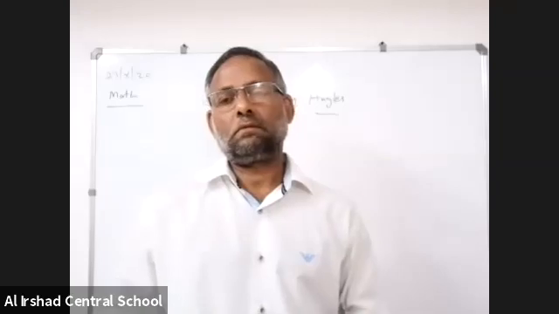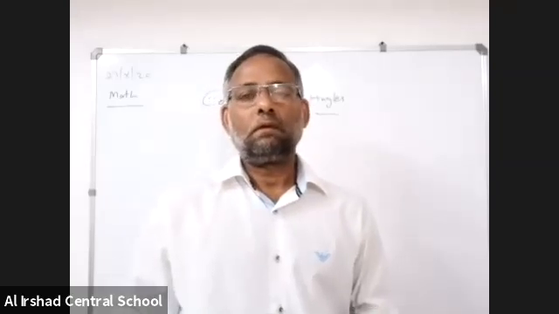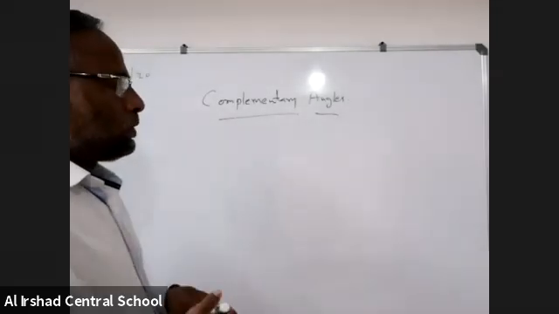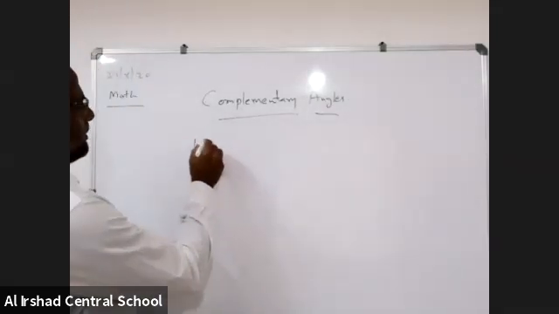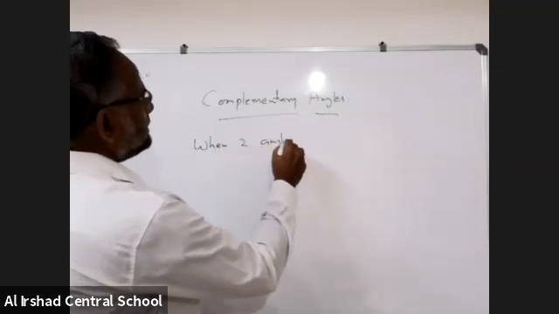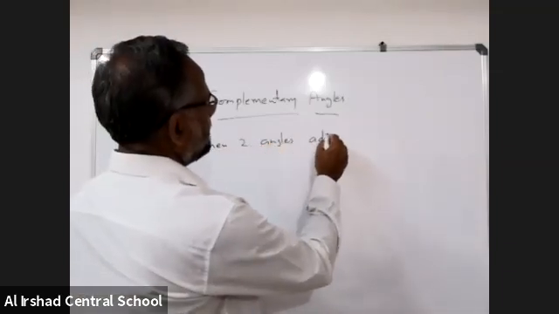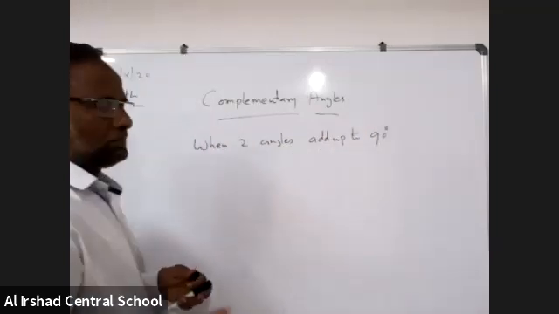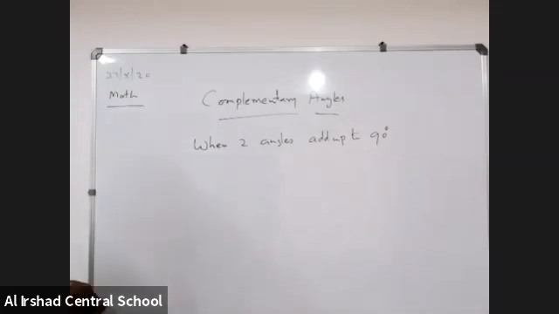Two angles. Idea. Complementary angles. When two angles add up to 90 degree, they are called complementary angles.